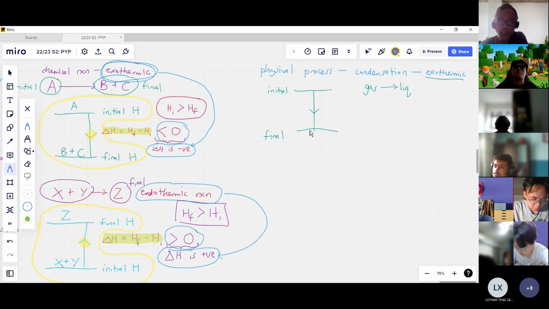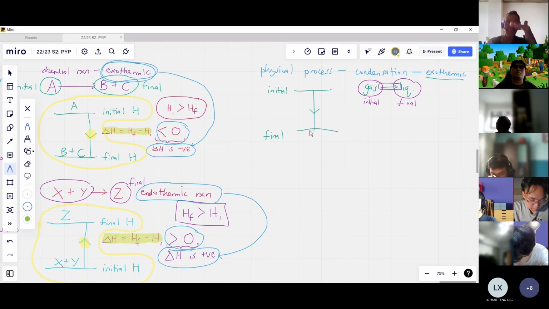What should you write on the initial level? Remember, initial is always on the left. Final is always on the right. But of course, you can also straight away just follow this arrow as well. I hope you notice, instead of left to right now, the arrow is from top to down.